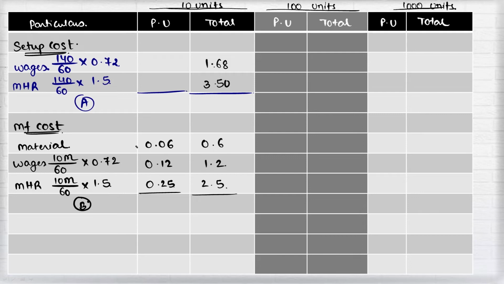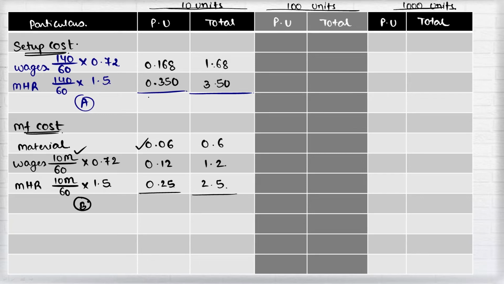Why here the answer was coming per unit? Because this 10 minutes is for one unit. One component requires 10 minutes. So there the answer was coming per unit. Here the answer will come in total. This is total cost for one setup. This will be 0.168 and this will be 0.350.